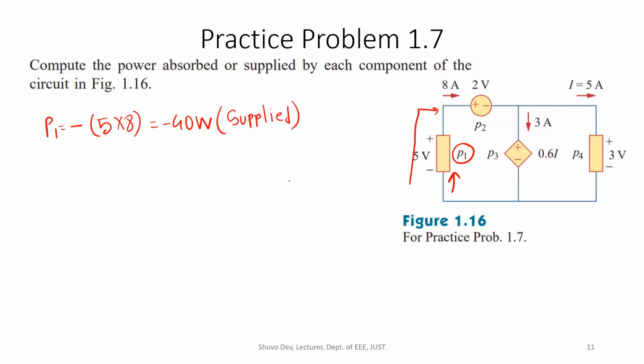Now the second case, P2. You can see here, although this is a voltage source, the current is entering the positive terminal. So P2 will be plus, what will be the voltage? The voltage is 2 volt and the current is 8 ampere. This will be plus 16 watt. This is absorbed.